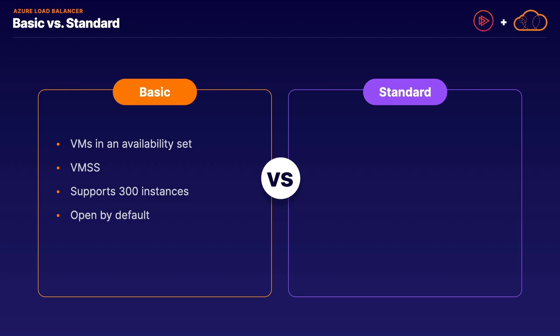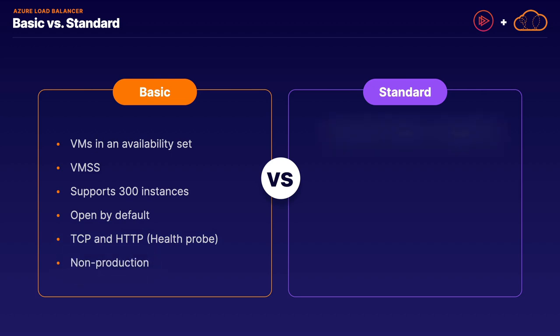Now, our basic SKU Azure Load Balancers also provide TCP and HTTP for our health probe, doing that health checking in the backend pool. And typically, we use basic SKU for non-production workloads.